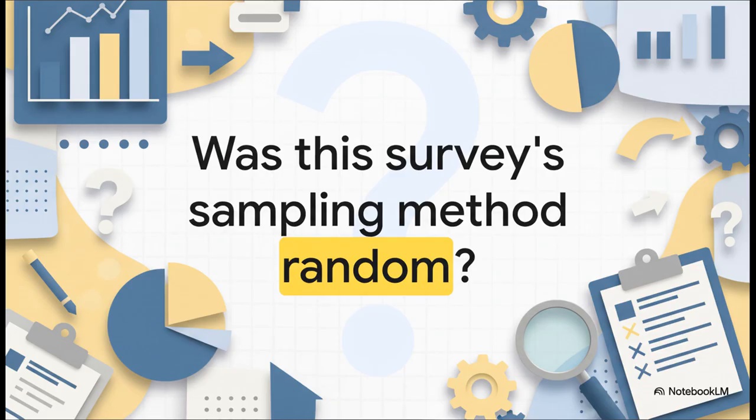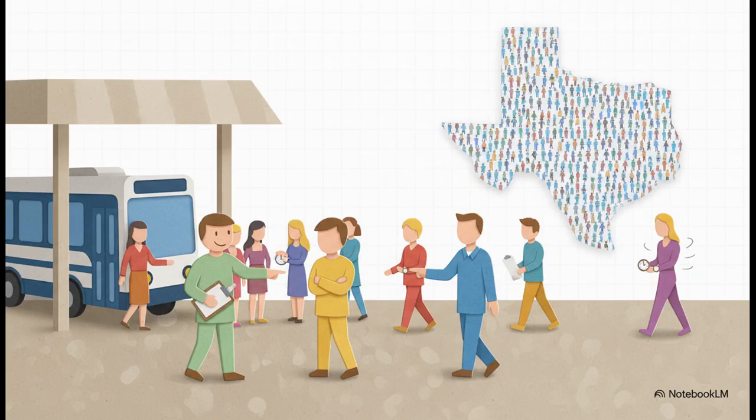First question that pops to mind. Was this sampling method random at all? Ha, not even a little bit. This is like a textbook example of what not to do. Let's just list the problems here. 1. Location bias. You're only at bus stations. What about people who drive? 2. Selection bias. You're only asking people who look friendly. What does that even mean? And 3. Time bias. You're only talking to people who aren't in a hurry. So the conclusion is obvious. Not every person in Texas had an equal shot of being in this survey, not by a long shot.